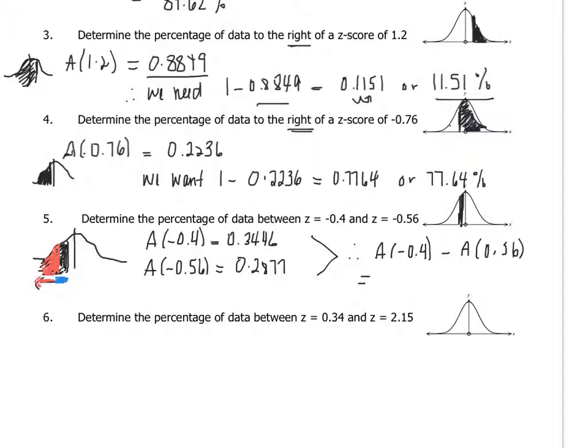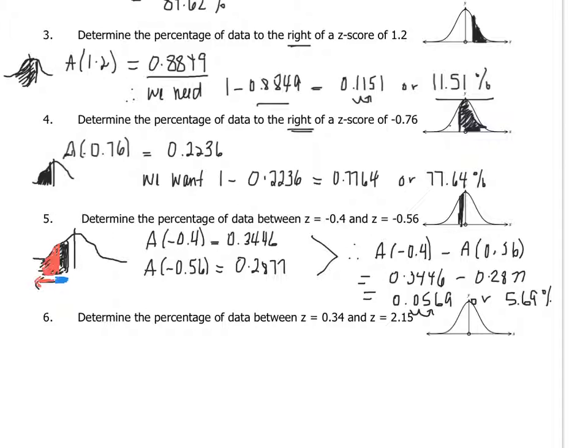And when you take the area of negative 0.4, you get 0.3446, subtract 0.2877, which is going to give you 0.0569, or 5.69% if you move the decimal place 2 places to the right. Basically same as multiplying by 100%. So about 5.69% of the data lies between the z-scores of negative 0.4 and negative 0.56.